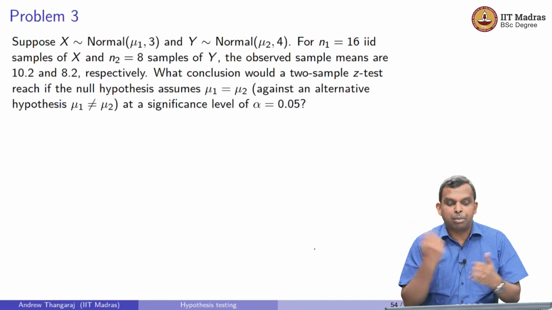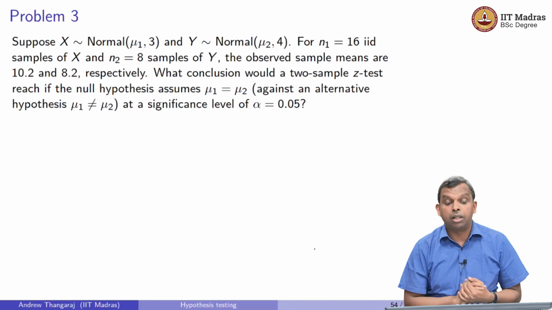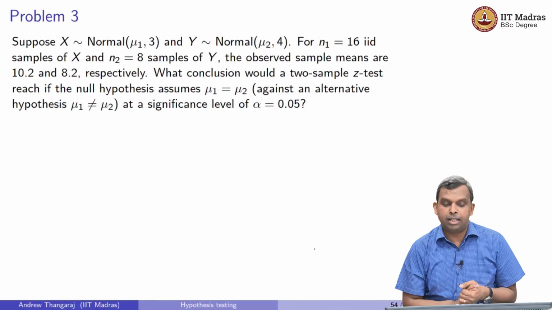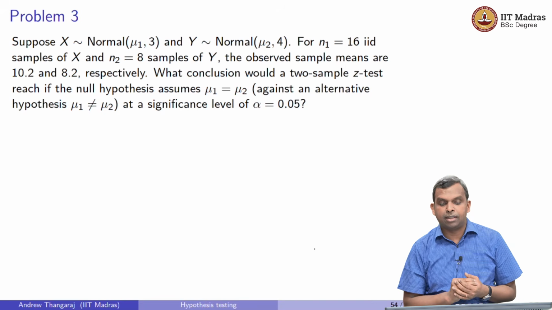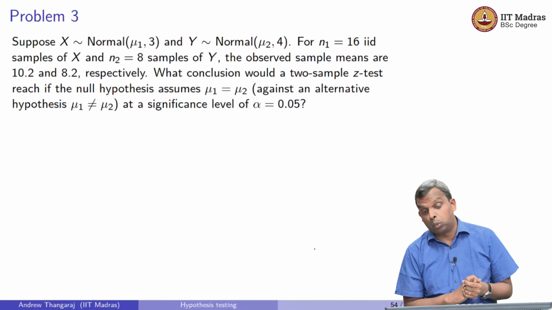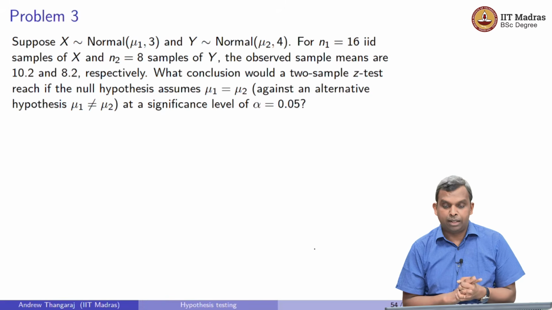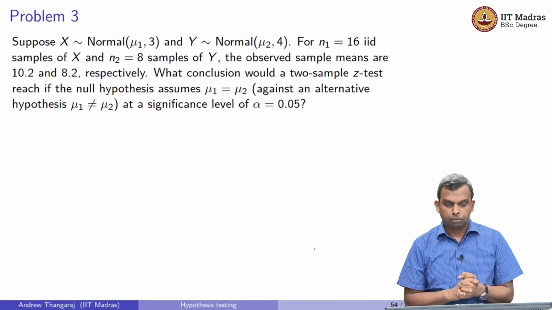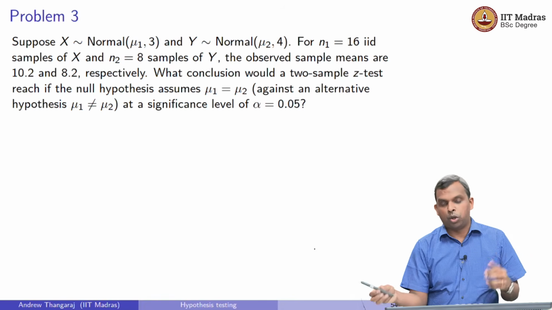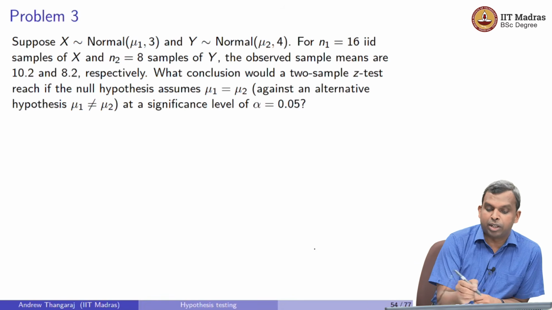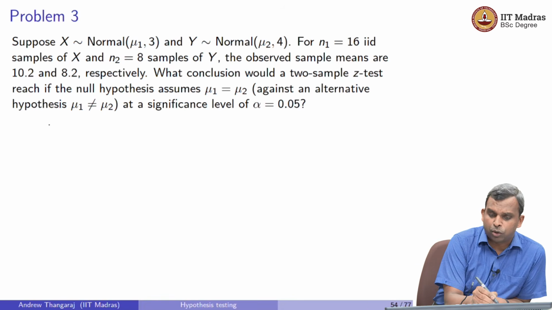So here we have two samples. X is normal with mean mu1 and variance 3, y is normal with mean mu2 and variance 4. There are n1 equals 16 samples of x, n2 equals 8 samples of y, and the observed sample means are 10.2 and 8.2. Okay, so you want to do a two sample z test to check if mu1 equals mu2 or mu1 not equal to mu2, the alternative, and the significance level is given. So this is again a very standard sort of question.